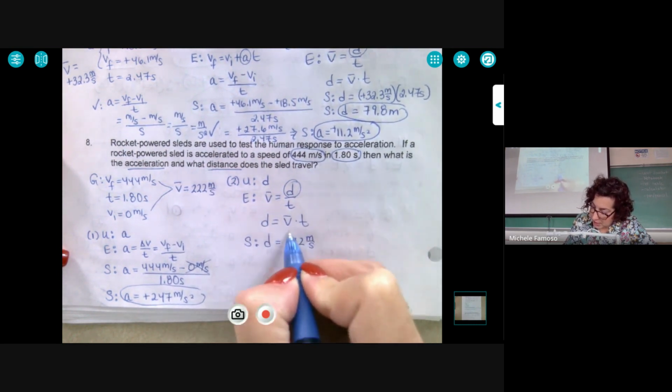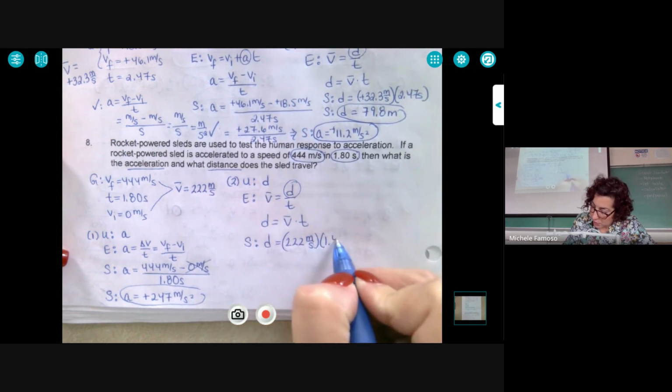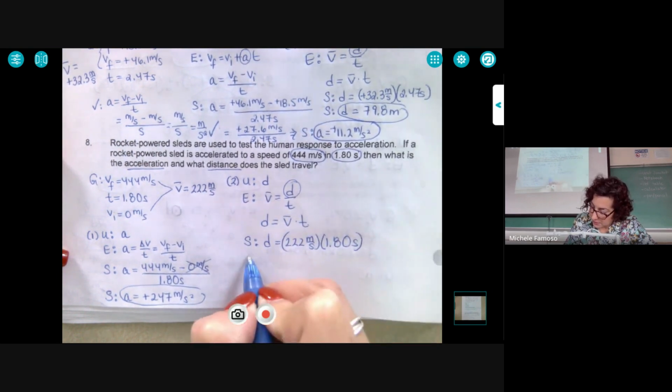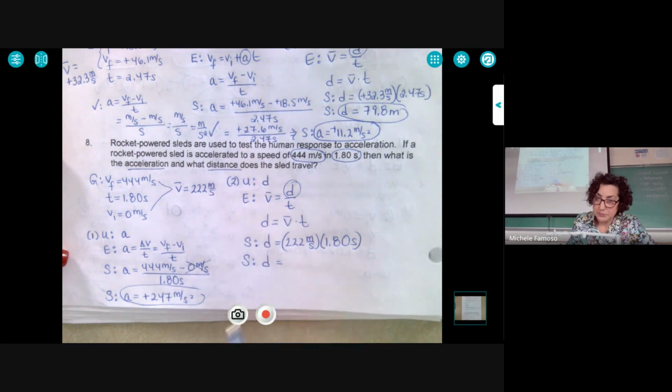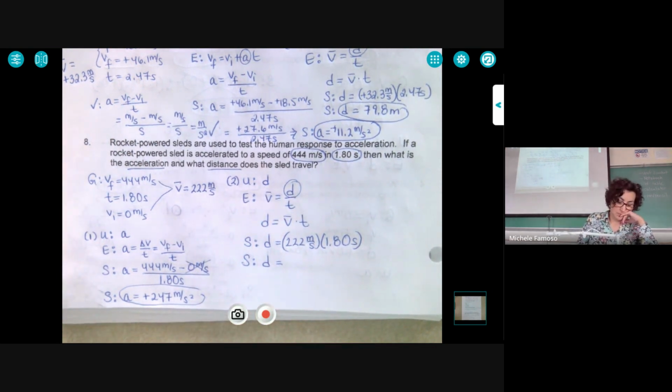222 meters per second times 1.80 seconds. And Bassam, what are you going to give me as the final answer for that distance with proper units and sig figs? 4.400.